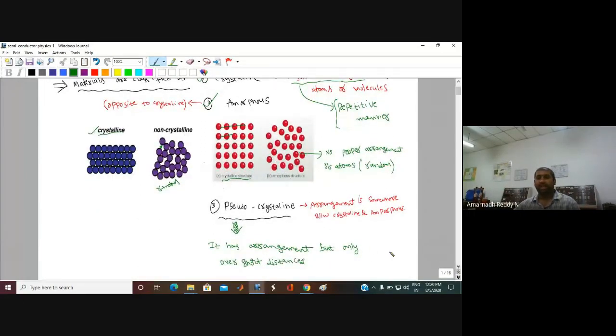What is pseudo crystalline? Arrangement is there everywhere, whether it is crystalline, amorphous, or pseudo crystalline. The arrangement is between crystalline and amorphous here. It has arrangement, but only over shorter distances. I think you know the main thing regarding this is going to be a unit cell.